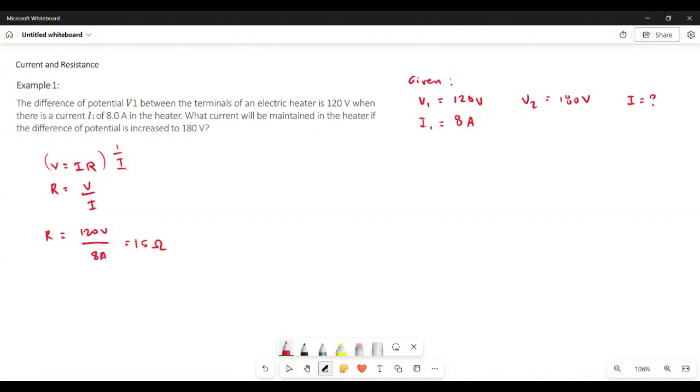Okay. So binigyan tayo dito ng V sub 2 o yung pangalawang potential natin. Pinapahanap yung I. Yung R natin, i-retain lang natin yan. So since same system lang naman tayo, yung electric heater, so pwede natin gamitin yung R. Okay. So syempre pag nagbago yung ating potential, magbabago din syempre yung I natin. So we have here I is equal to V over R. Okay, so meron tayong V na bago, yung 180 volts, tapos yung nakuha natin na R na 15 ohms. So yung current natin is magiging equal sa 12 amperes. So ganun lang. Direct substitution lang tayo dito.